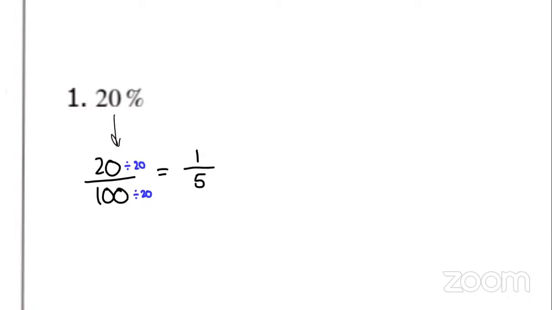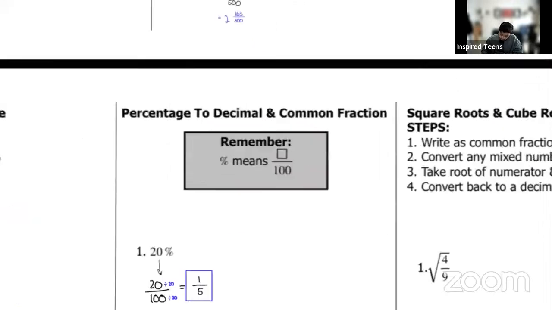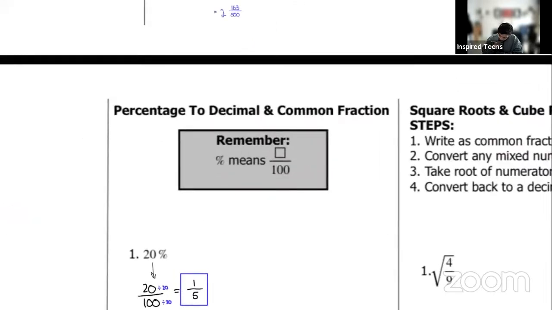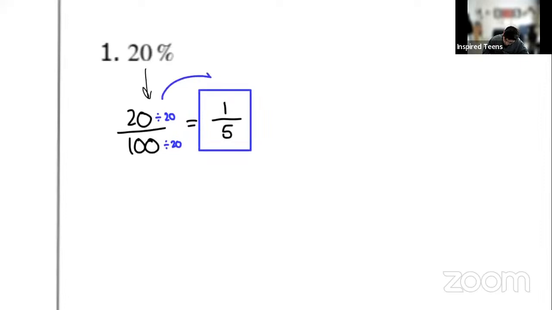Okay, I'm back. Let's continue. So we said we divide by the same number to simplify. This has given us the answer in the simplified common fraction, which is 1 over 5. Okay, but now what about if we want to convert it to decimal? So this is to common fraction.